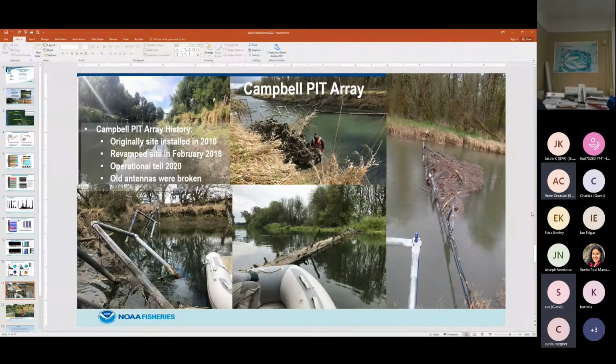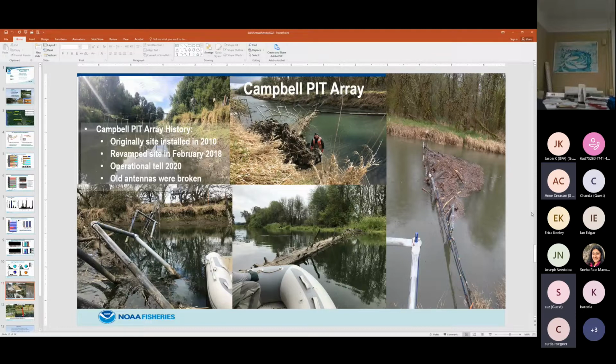Originally, in 2010, the PIT site was established, and then it was revamped in 2018 because it didn't have full coverage and it experienced a lot of heavy debris, so it was essentially broken. So we came in and had these large PVC arrays that we hung on a line, and that worked good for a few years. However, as you can see, we encompass a lot of big trees and debris and things that can cause a complete headache when you're trying to run a PIT array. And so that kind of took us out during 2020.